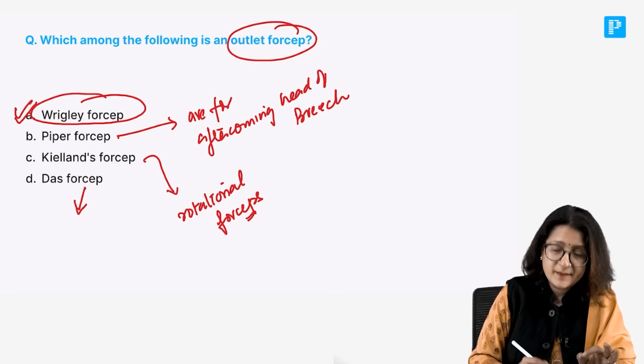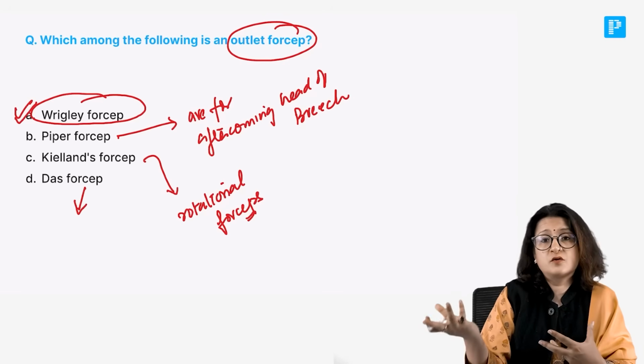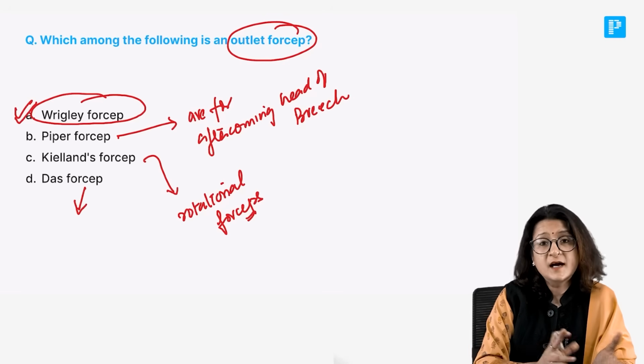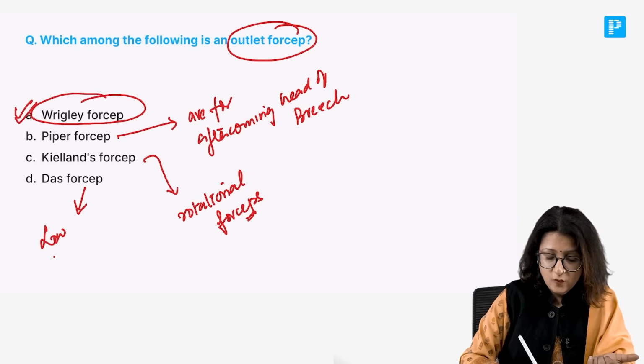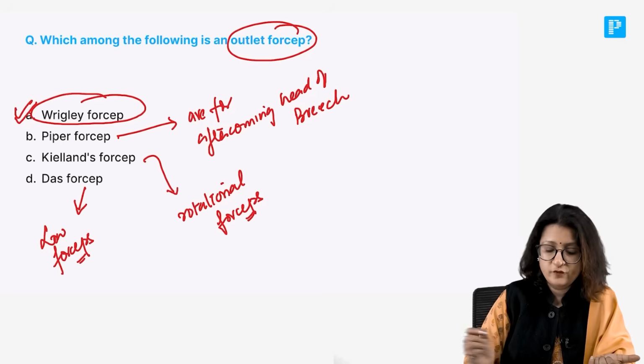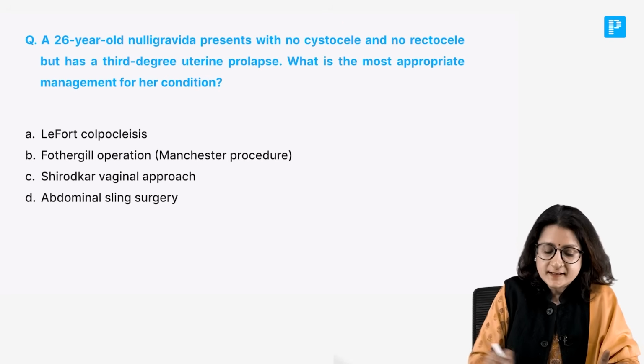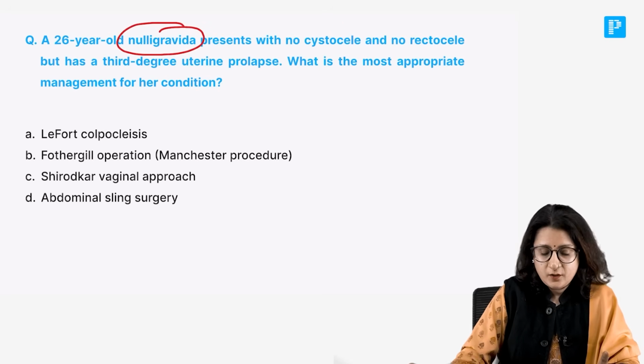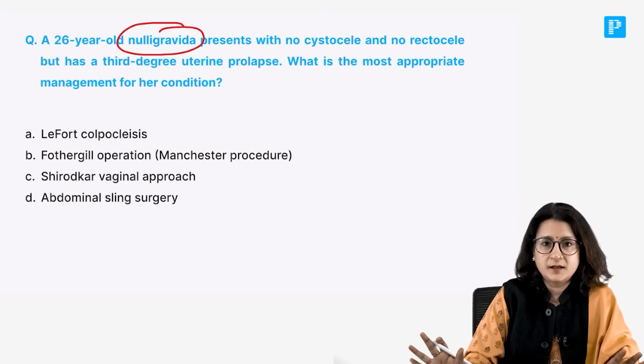There are other forceps also like Simpson's forceps. Those are the low forceps types. A 26-year-old nulligravida. So she has never ever gotten pregnant.